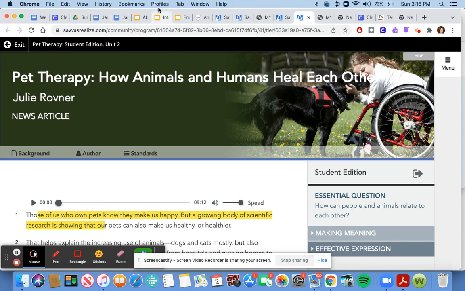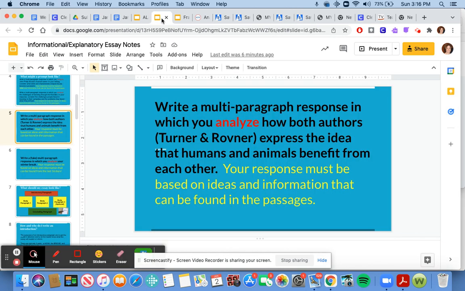As you're reading, I would go ahead and have out your Pet Therapy evidence table, which should be in the writing section of your notebook, and look at what you wrote. You might want to edit or change that, okay?